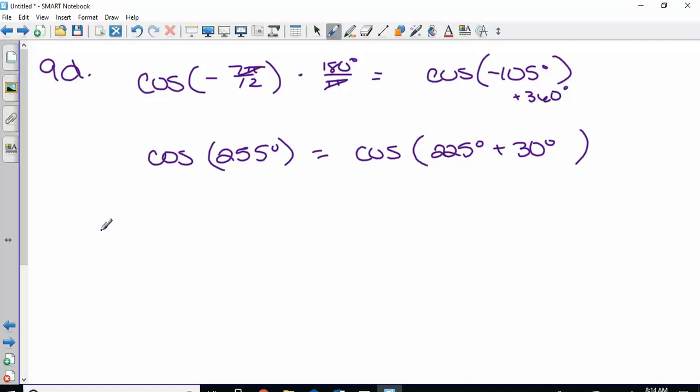So now we have cosine of A plus B. So you go to your formula sheet. Cosine of A plus B is cosine of A. You guys tell me. You're all just sitting here watching me. Pull out your formula sheet. What's cosine of A plus B?